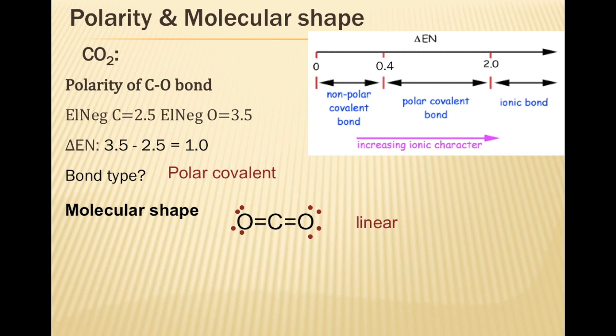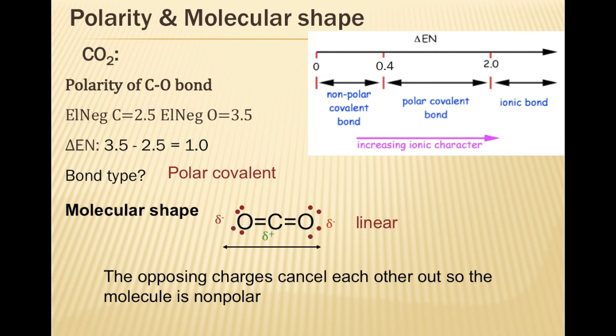Now it's a polar covalent bond, but if we look at the distribution of charges, we have a partial positive charge in the middle and a partial negative charge on each end of the molecule. However, because this is symmetrical, the positive charge is exactly in the middle. It turns out that the molecule is symmetrical and the charges cancel each other out.